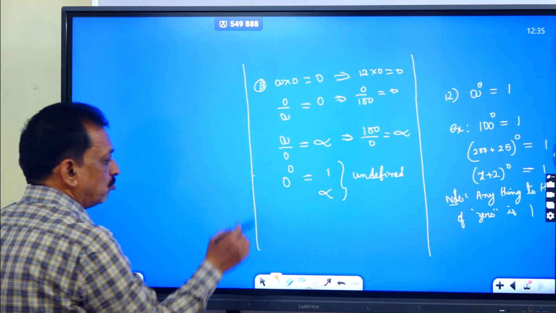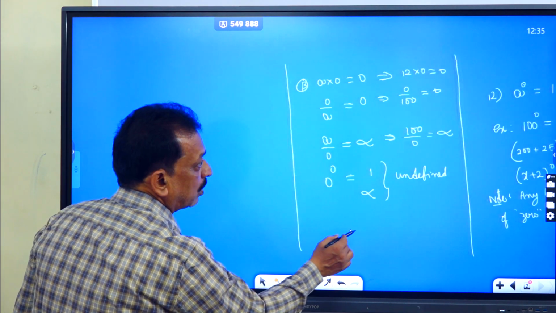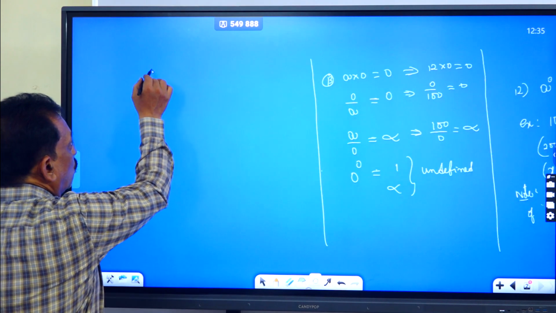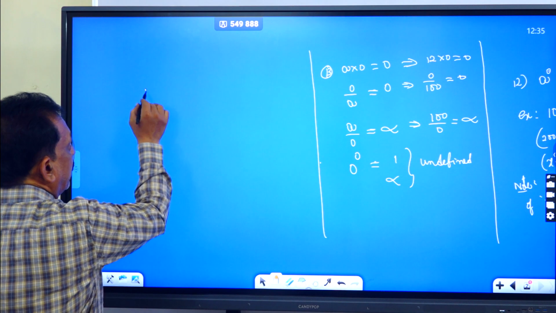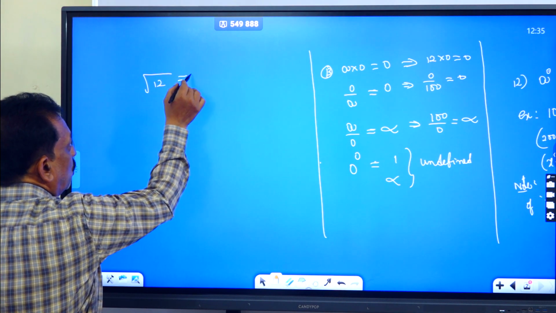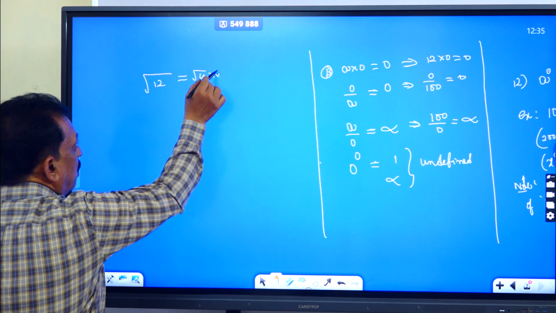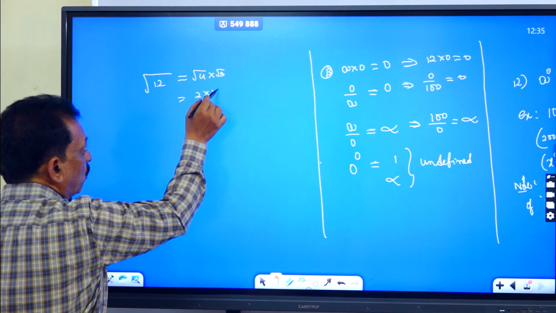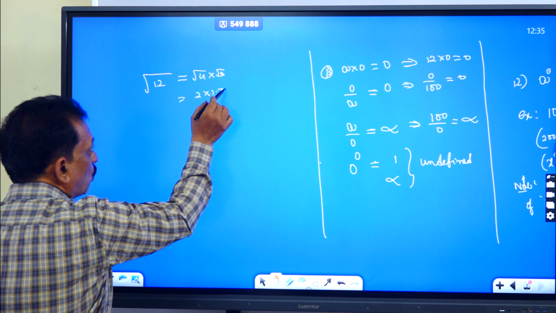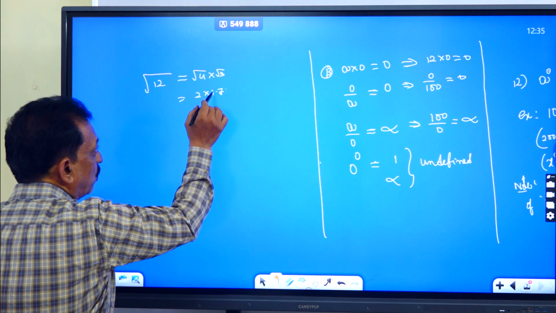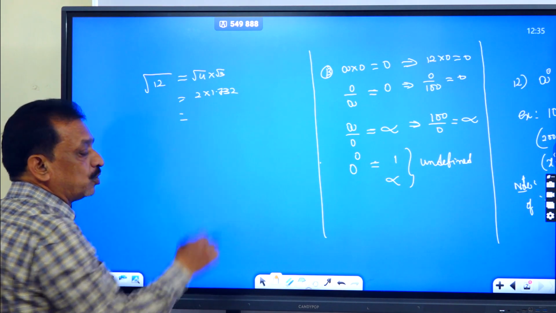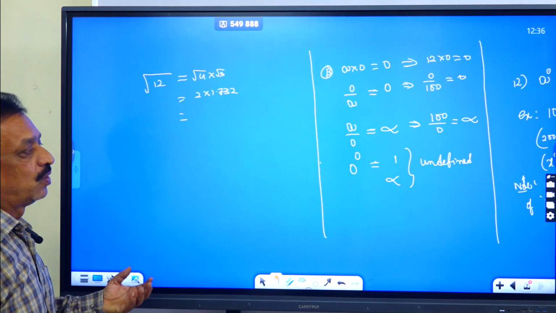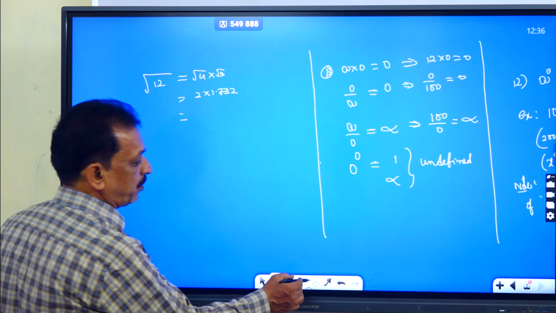Now, just for one example, let's see square root of 12. Square root 12 is written as root 4 into root 3. Good. But you know the perfect roots: root 4 is equal to 2, and root 3 is 1.732. Now I'll give you some square root values which will be 100% useful, 100 or 200%. So no need to do the root finding. We will directly go to the approximate values.